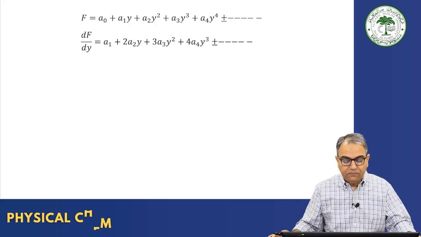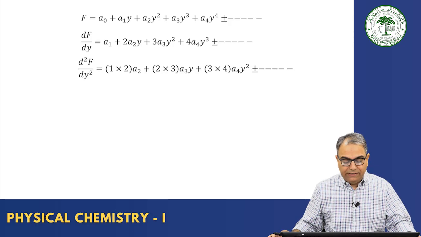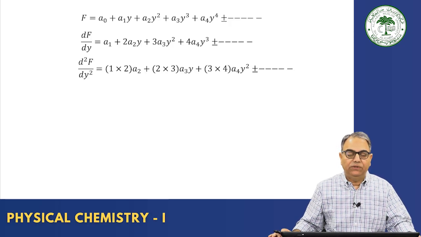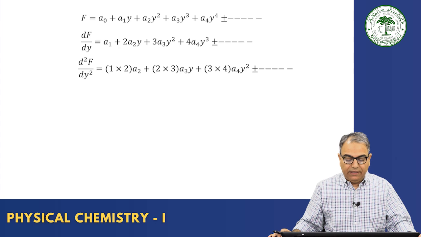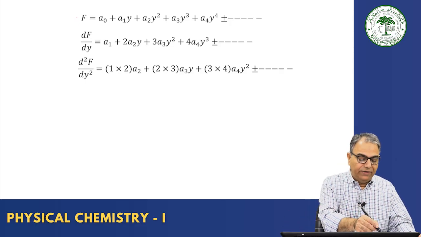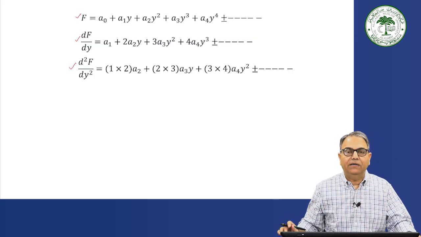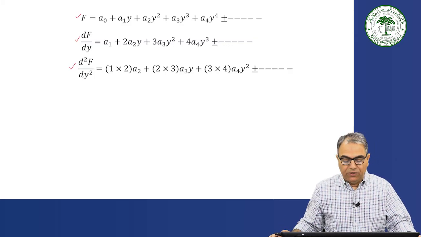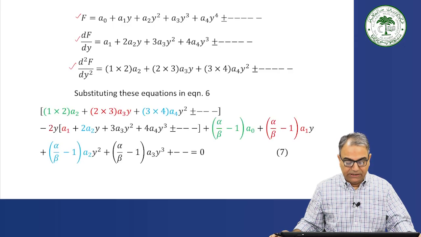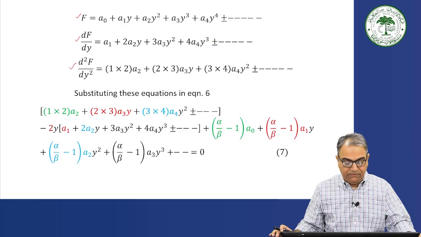Okay. Once you do this, we can do the second differentiation: d square f by dy square is equal to 1 into 2 a2, plus 2 into 3 a3y, plus 3 into 4 a4y square. So we have f, df by dy and d square f by dy square, and these will go into the Hermite differential equation. Substituting these in equation number 6 will give you equation number 7.